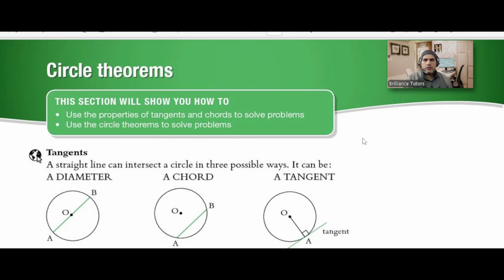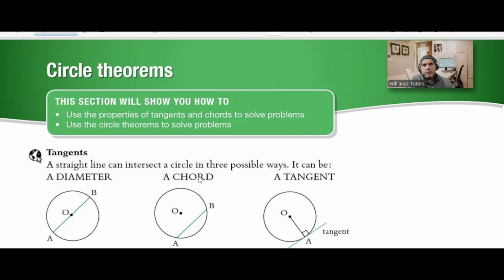Hello friends, this is a grade 10 IB board question sheet. Today we will discuss a circle theorem. We have discussed it earlier also. In this part we are going to discuss what a circle theorem is.